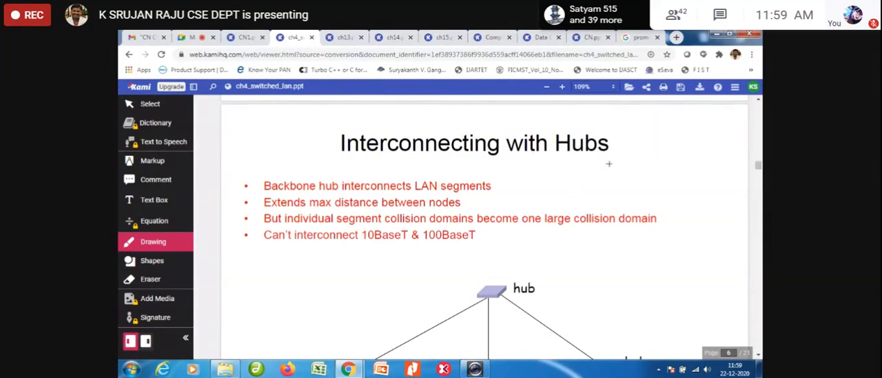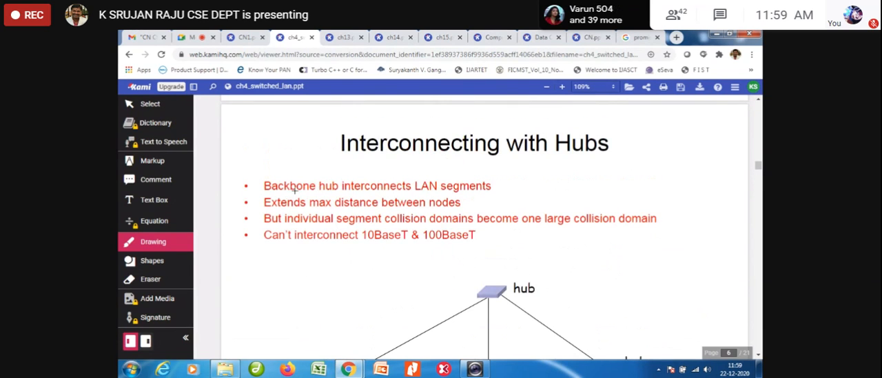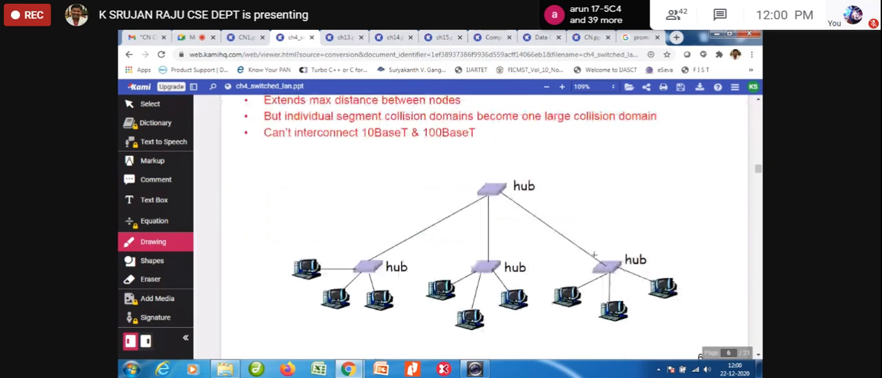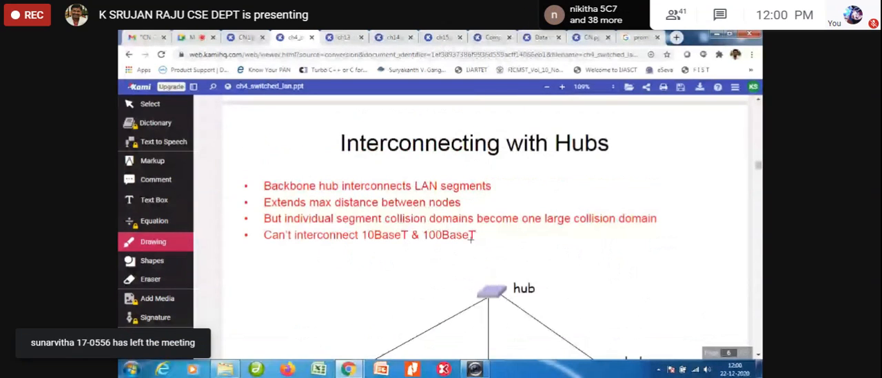Now this is interconnecting with hubs. Each station is connected to these hubs, and these hubs are connected to a hub tree. I can call it a hub tree. The backbone hub interconnects LAN segments and extends the maximum distance between nodes, but the individual segment collision domains become one large collision domain, and it cannot interconnect 10BaseT and 100BaseT, because these are hubs, so we cannot use 10BaseT and 100BaseT over here.